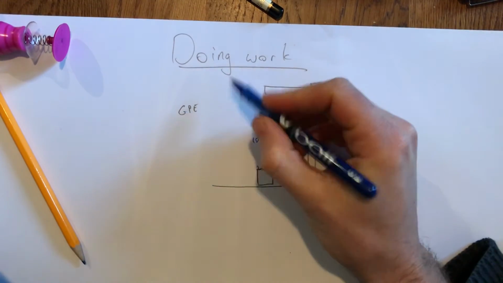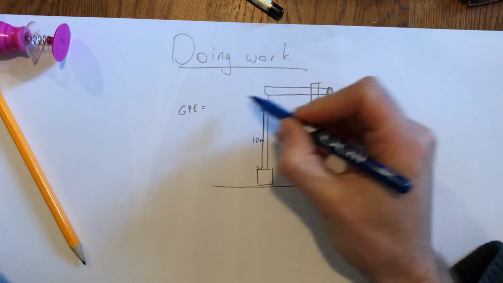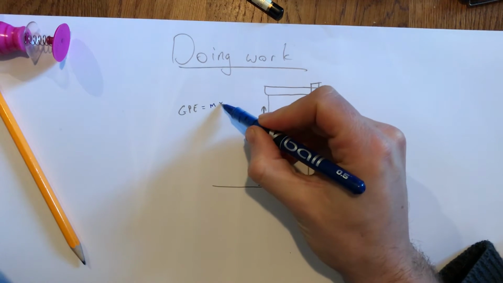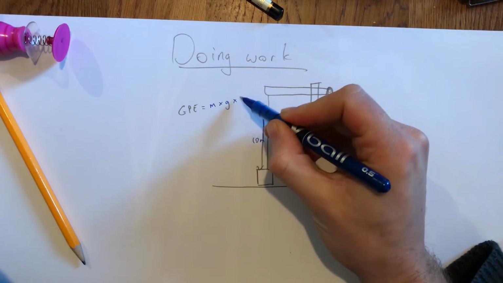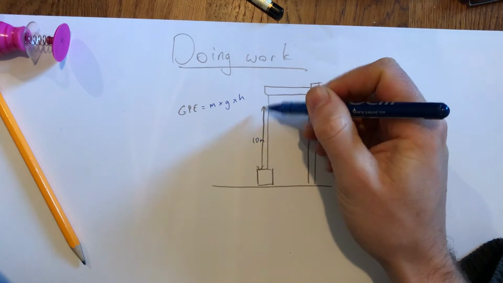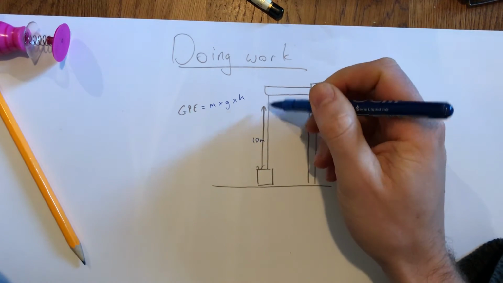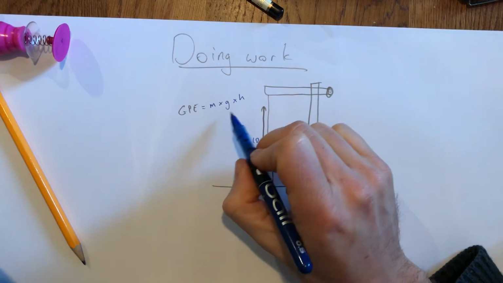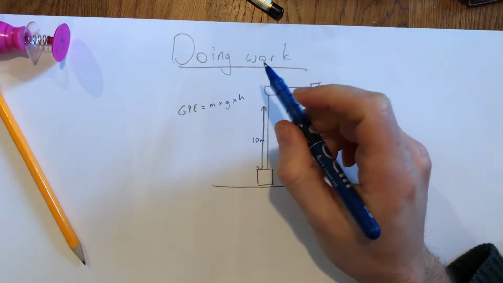What it's going to get is a certain amount of gravitational potential energy, which is just mass times the strength of gravity times the height it's moved through. So when we lift it up, we do a certain amount of work on it. And that is equal to the gravitational potential energy it gains.